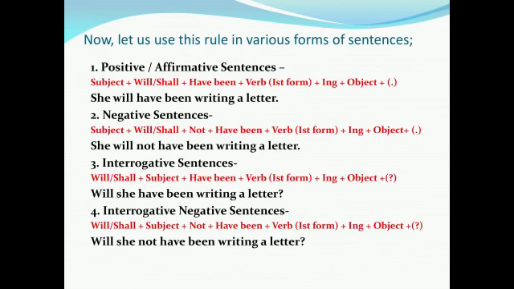Interrogative sentence will be, will she have been writing a letter? So it will be will or shall plus subject plus have been plus verb, that is in the first form plus ing plus object. Coming to the interrogative negative, the sentence will be, will she not have been writing a letter? So will, shall plus subject plus not plus have been plus verb, that is V1 plus ing plus object.